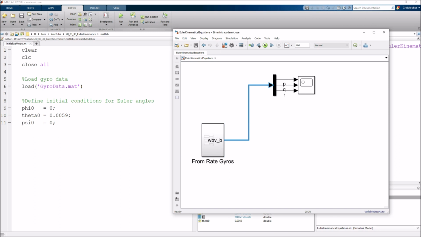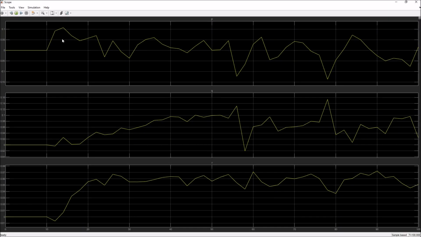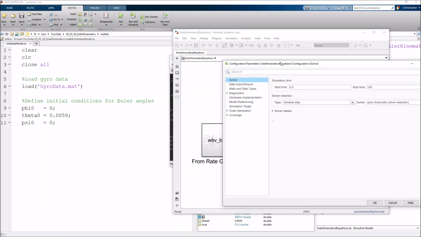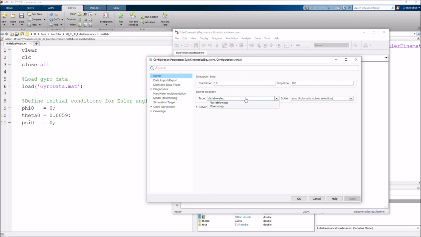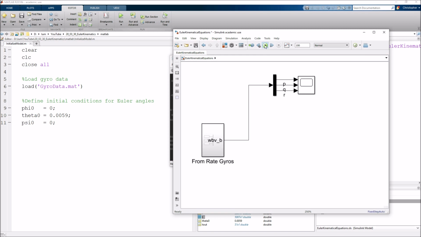Let's just play this model and see what it looks like. I've just got this going to a scope so we can see what's going on, and if I open up the scope and drag them over, you can see this is theoretically what the rate gyros are measuring. It's a little bit choppy. Let's decrease the step size, and in fact, we can just go to a fixed step solver. This is for illustrative purposes, so it's totally fine. Let's pick 0.05 seconds as our fundamental step size, just to make this data a little bit more smooth.